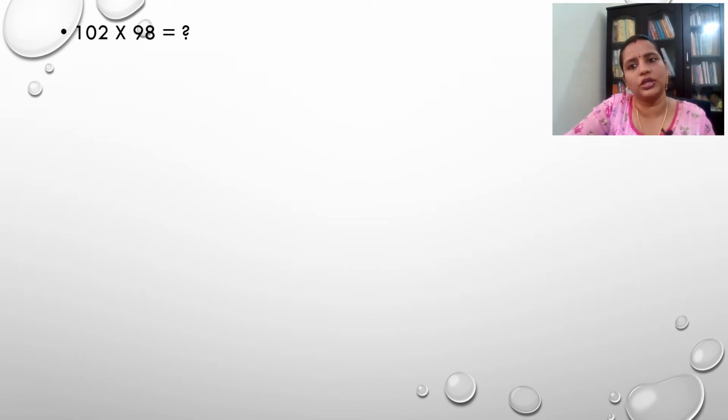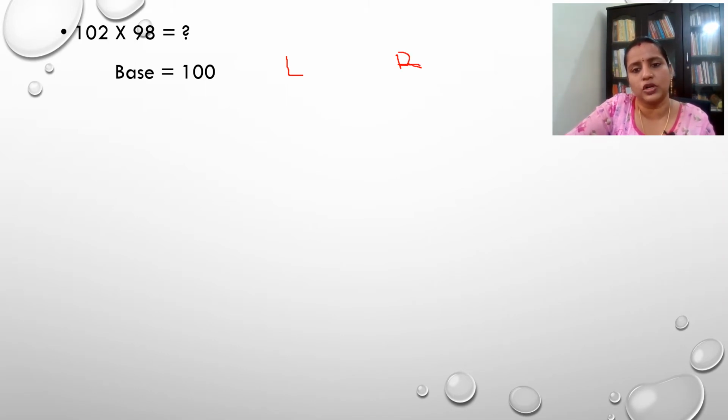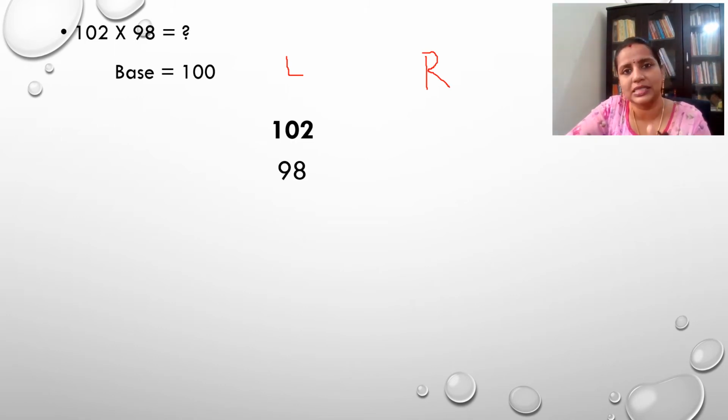Next problem is 102 into 98. Both the numbers are closer to which base? Both are closer to the base 100. Now what will be the next step? I have to split my answer into two parts, the LHS and my RHS. For the LHS, I'll be taking the numbers directly, and for my RHS, I'm going to subtract these numbers from the base. So 102 minus 100 gives me 2, and 98 minus 100 gives me minus 2.